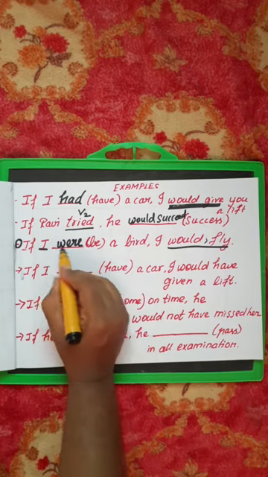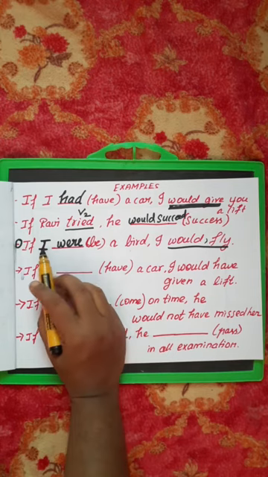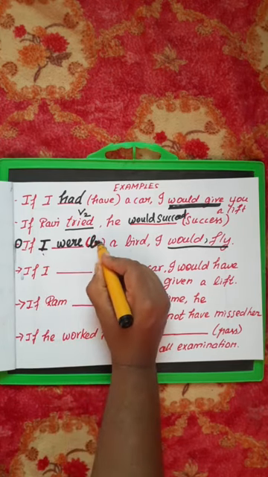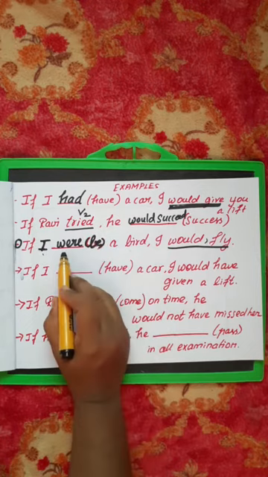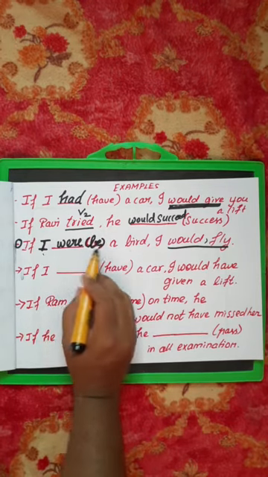I takes were in the if conditional class. You remember that alone. Okay. If you find I and you are asked to use a be form verb, then we have to use were. If I were a bird, I would fly.